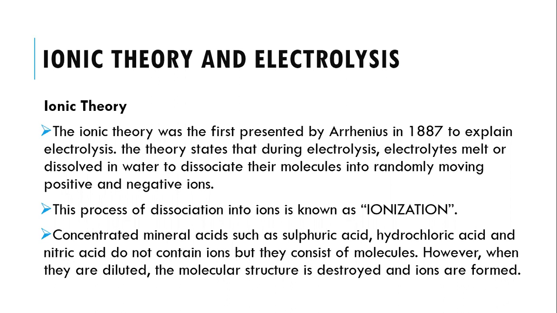Ionic theory was first presented by Arrhenius in 1887 to explain the electrolysis process. Now, this theory states that during the electrolysis, electrolytes melt or dissolve in water to dissociate their molecules into randomly moving positive and negative ions. Now, this process of dissociation into ions is what we call the ionization.